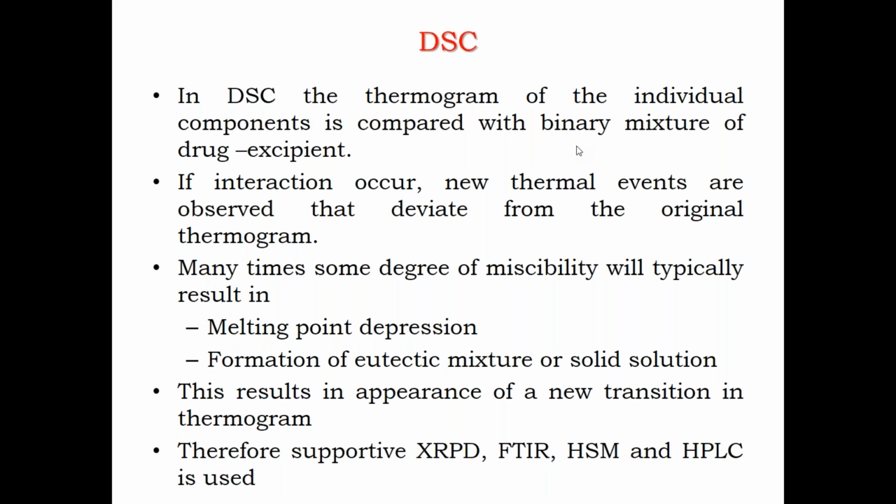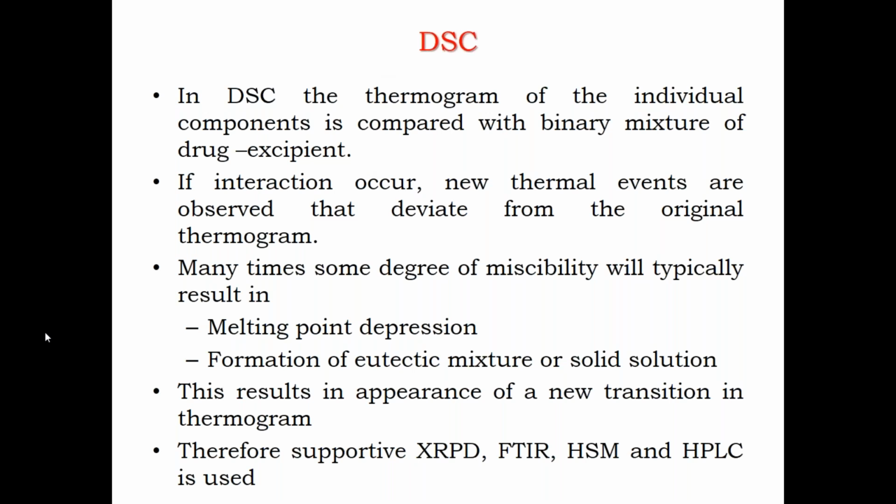And then I need to compare the thermogram of the individual components with the binary mixture of the drug and excipient. Then only can I say the interaction is happening. Correct? If I directly mix the drug and excipient and then run the DSC, you might get the graph, there is no doubt in that. But how are you going to say that the interaction is happening? You cannot say unless you compare that graph with the pure drug graph.